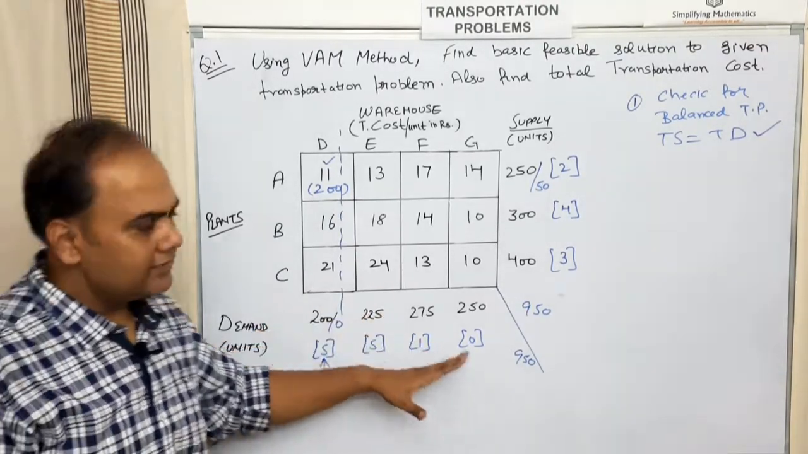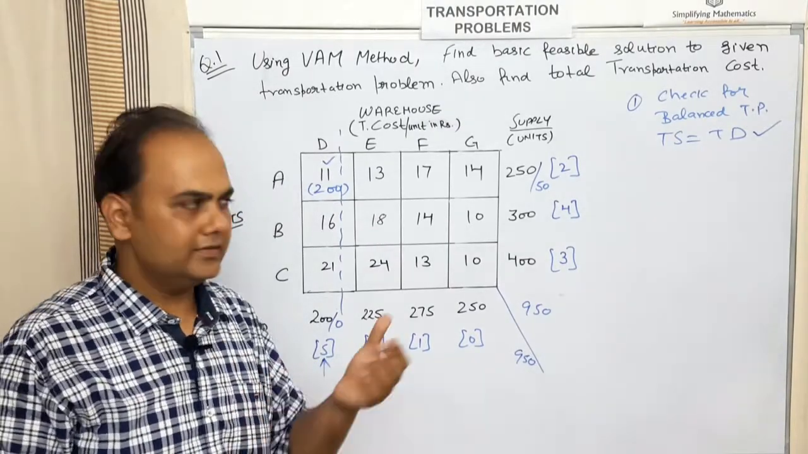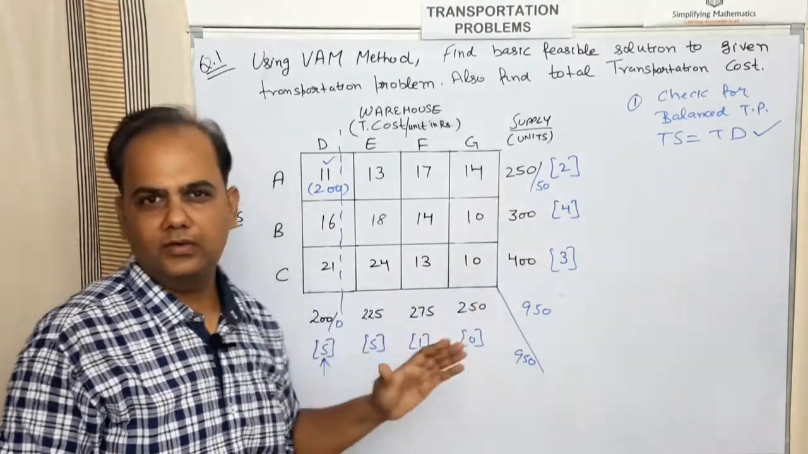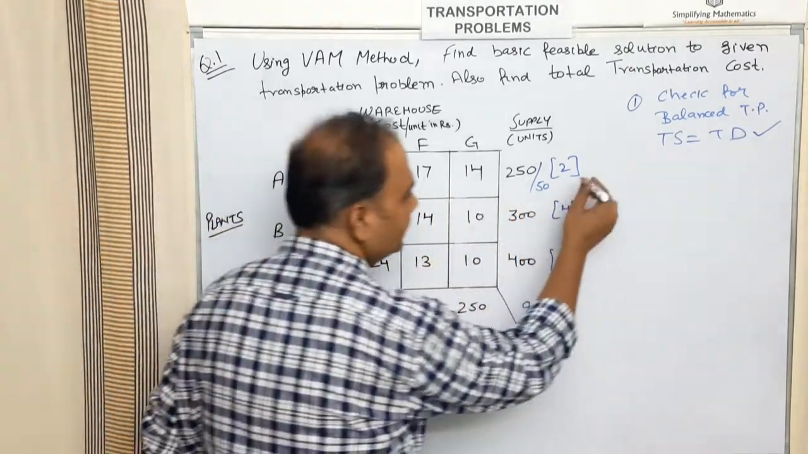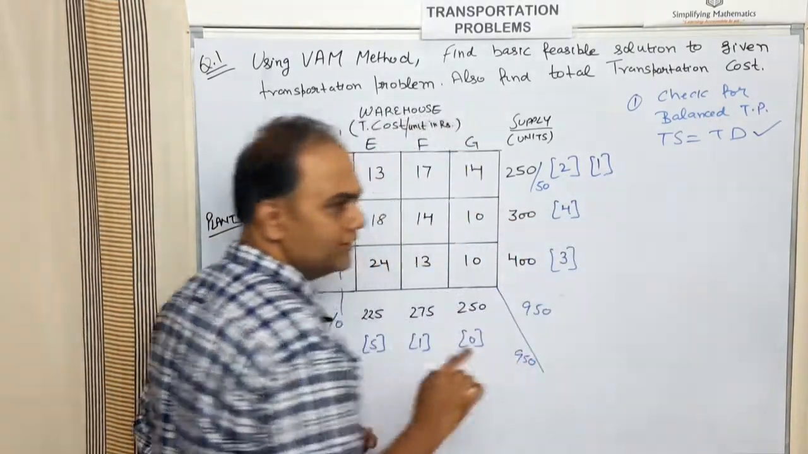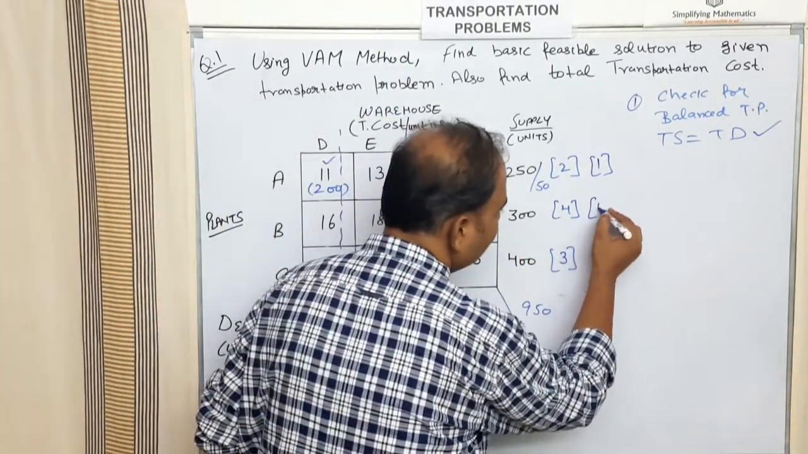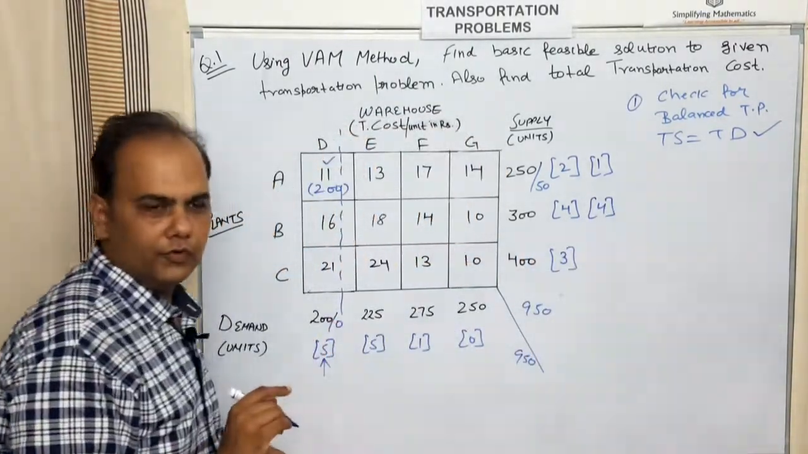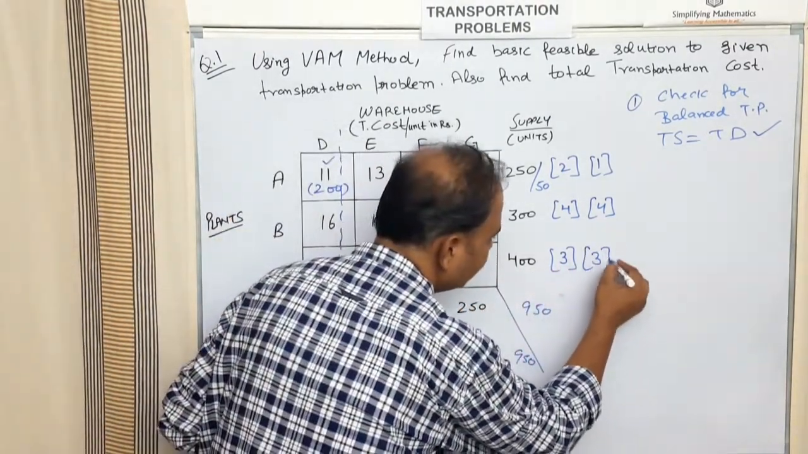Now again repeat the same procedure. Look for two minimum values in the row, take their difference and write in front of that row and column. Now in the first row, two minimum values are 14 and 13. The difference is 1. In the second row, 14 and 10. The difference is 4. In the third row, 13 and 10, the difference is 3.